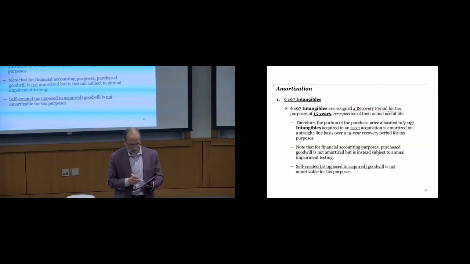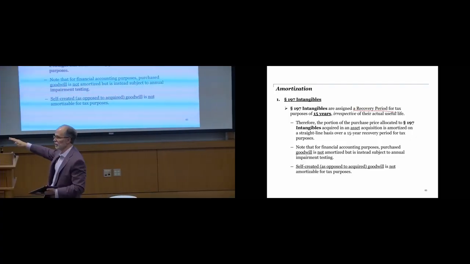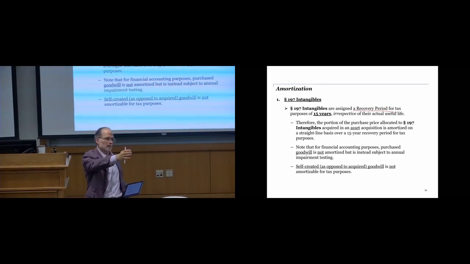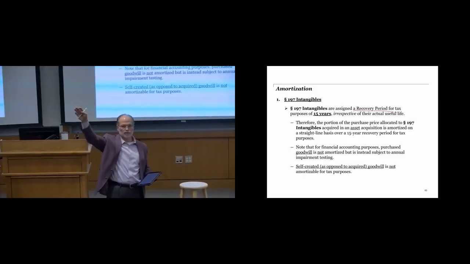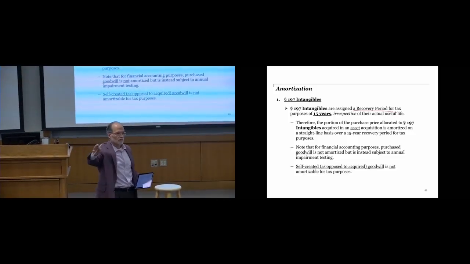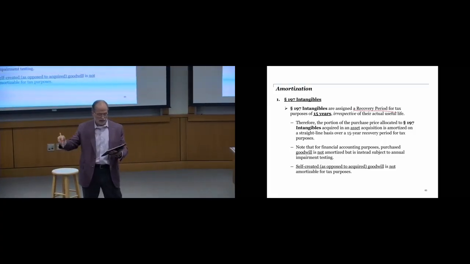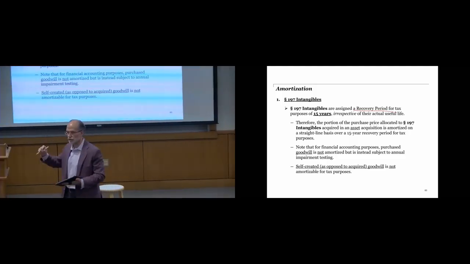I'm assigned a recovery period for tax purposes of an arbitrary 15 years. It doesn't matter if my customer list expires after 5 years. It doesn't matter if the customer list is, for some reason, good for 50 years. Tax code says 15 years is your recovery period, and it's straight line. It's really simple. We don't need a table for that.